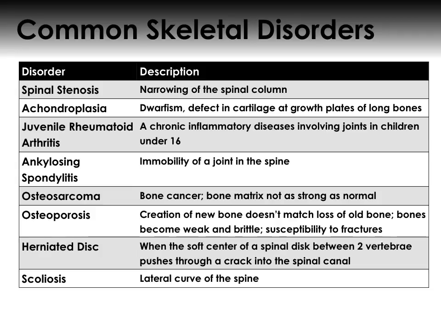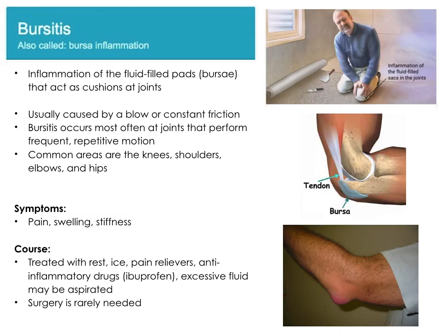There are also some disorders that are associated with the skeletal system. Spinal stenosis is the narrowing of a spinal column. Achondroplasia, which is dwarfism. This is a defect in the cartilage at growth plates of long bones. There's osteoporosis, which is when the creation of new bone doesn't match the loss of old bone. It makes bones much more susceptible to fractures. And scoliosis, which is the lateral curve of the spine.